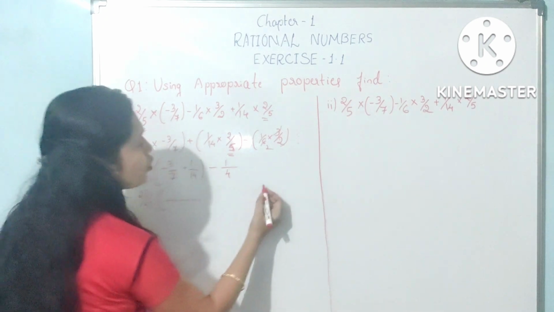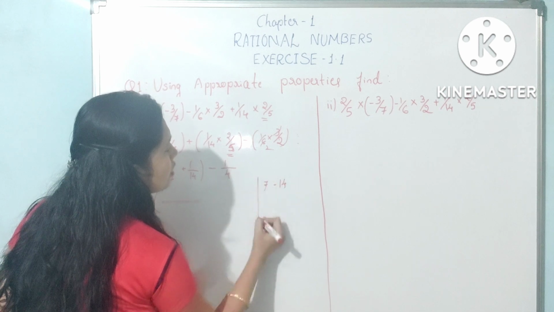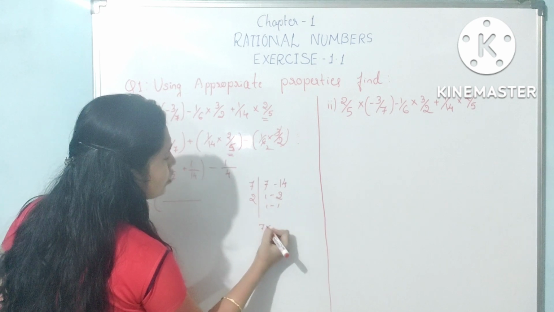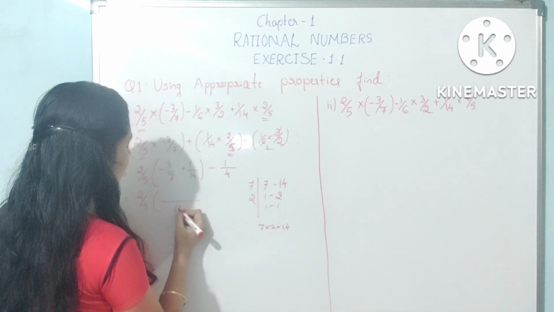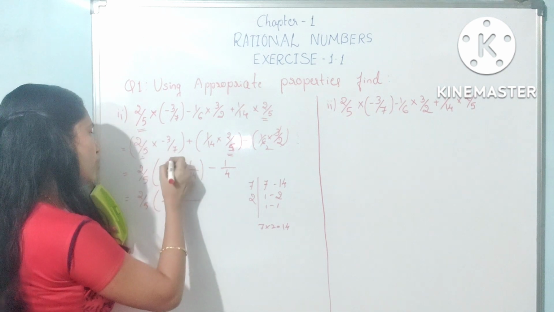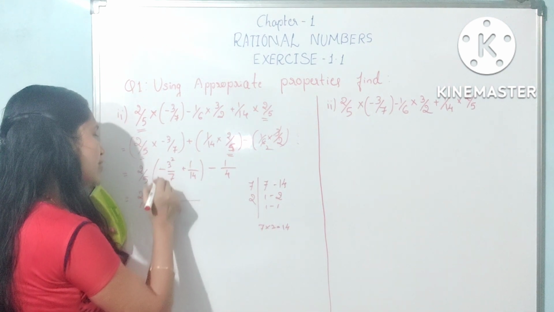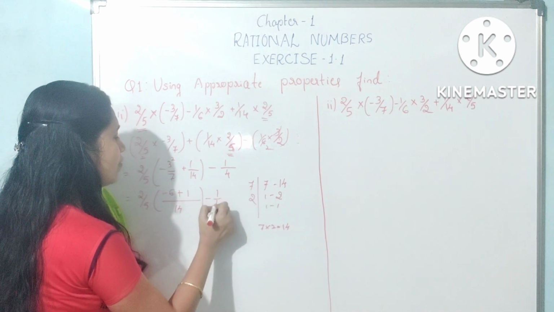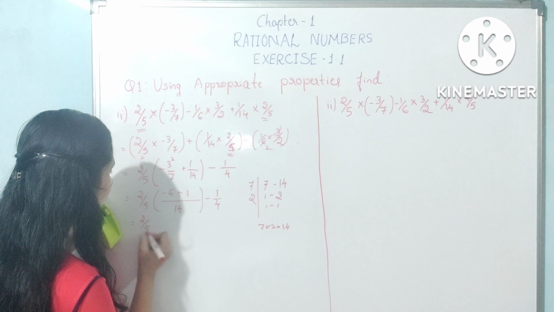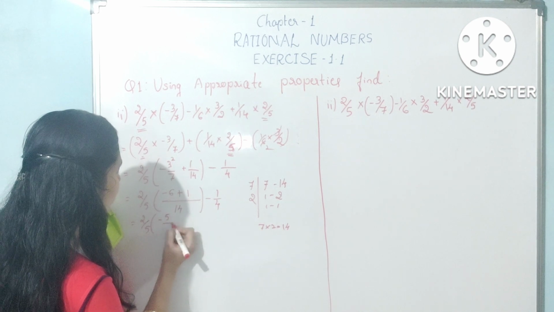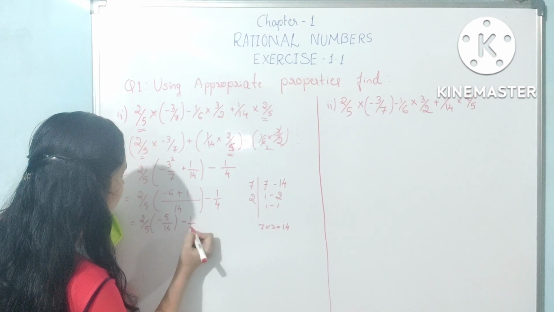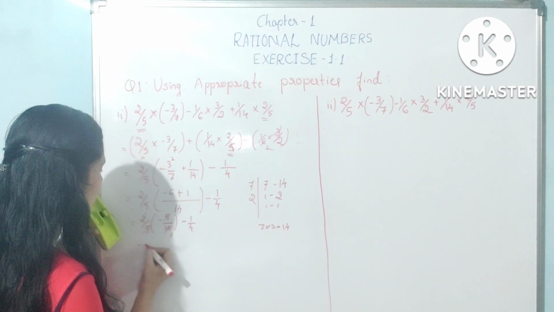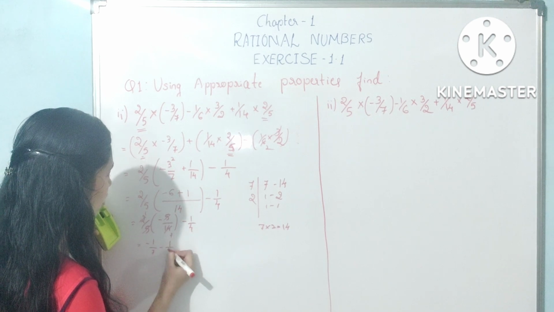For 7 and 14, we have to take the LCM. 7 ones are, 7 twos are 14, so 14 is the LCM. 3 twos are 6. What is the sign? Minus 6 plus 1, right? Minus 5 by 14, minus 1 by 4. So 2 by 5 into minus 5 by 14 minus 1 by 4. Here 5 and 5 get cancelled. 2 ones are, 2 sevens are 14. So minus 1 by 7 minus 1 by 4.